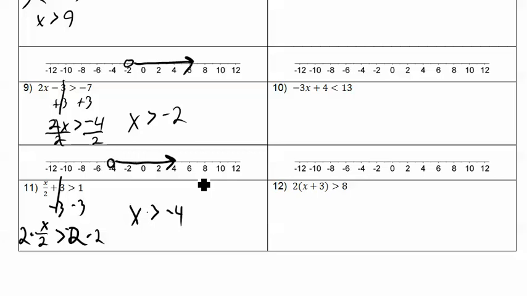All right, I'm going to leave the other ones for you to do. Just remember, if you have to divide or multiply by a negative, you have to change the direction of the sign. And on this one, you would start by distributing the x, and distributing the 2. So you'd have 2x plus 6 is greater than 8. And you'd subtract 6 and divide by 2.